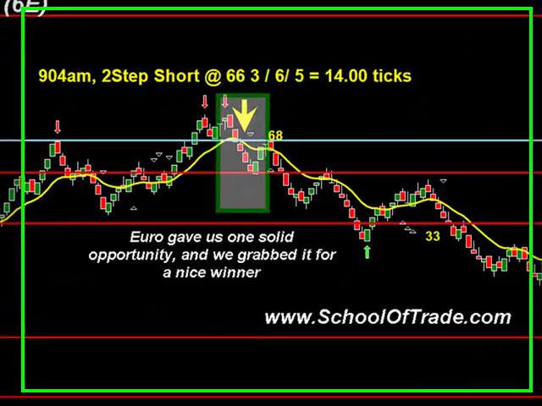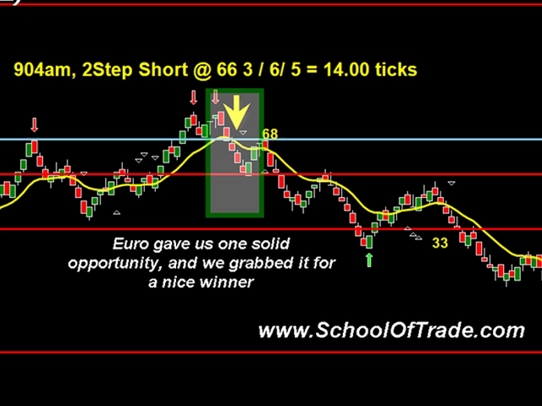Got our day started on the right foot this morning, winning trade 904. This is a 2 steps short. That's a counter trend trade pattern. Entry here was short at 66. We took profit at 3, 6, and 5 for a total of 14 ticks.